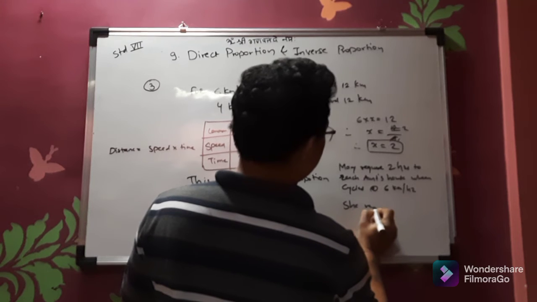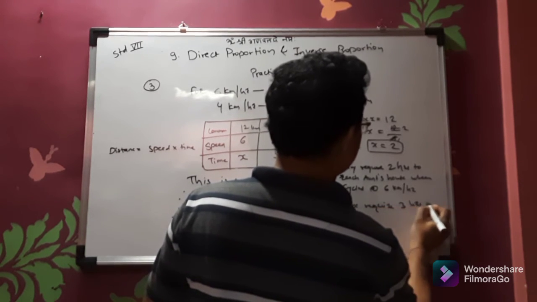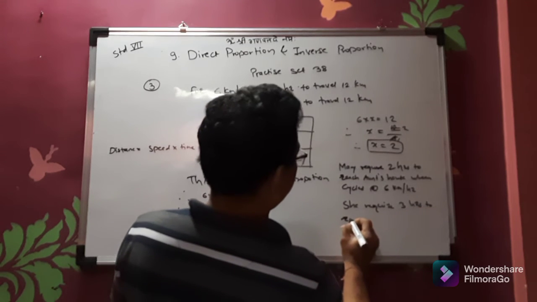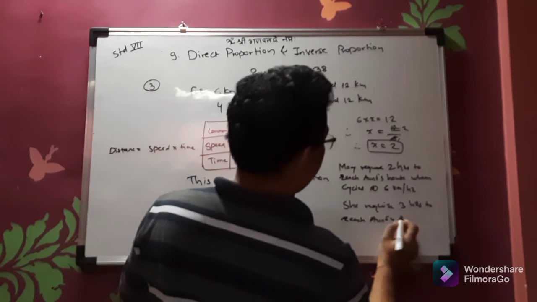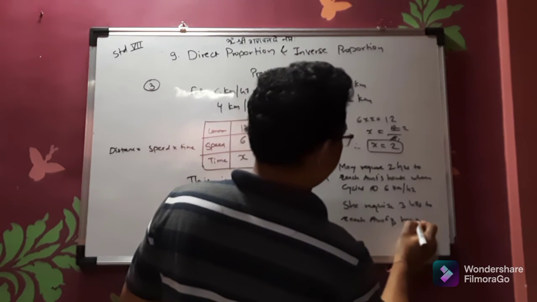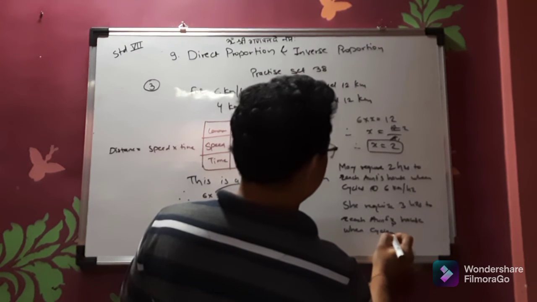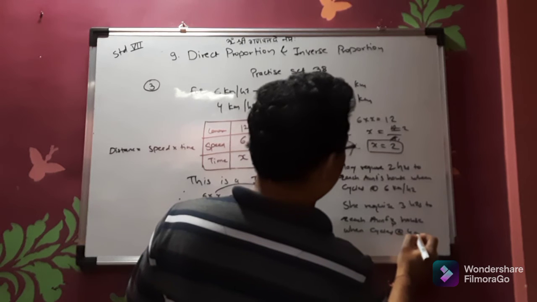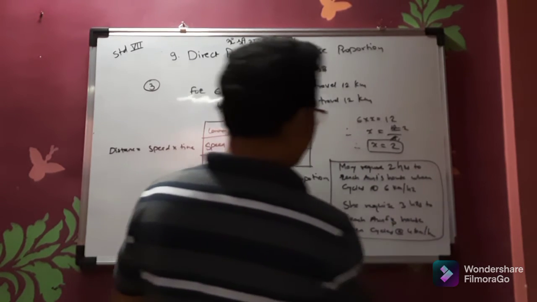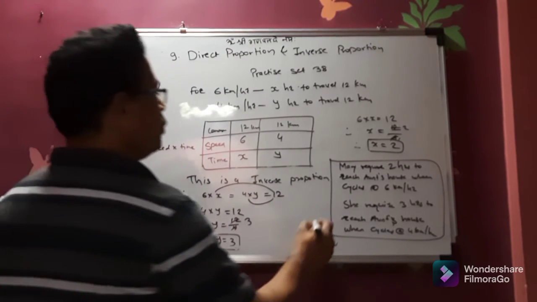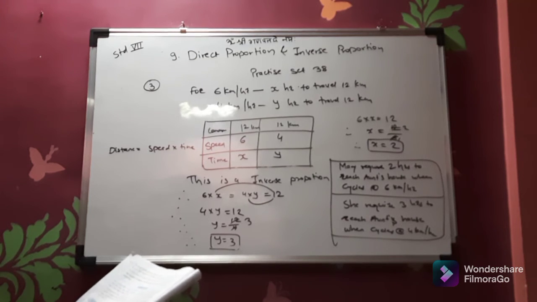She requires 3 hours to reach her aunt's house when she cycles at the rate of 4 kilometers per hour. This is the answer of this question. Hope you might have understood this question. Now we will move further.